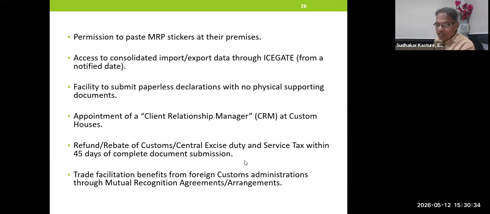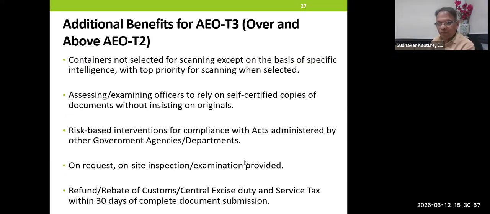Appointment of a client relationship manager at customs houses. So you can be given a reference of a customs officer who is supposed to help you. Faster rebate, faster refund. Trade facilitation benefits from foreign customs administration through mutual recognition agreements. Containers not selected for scanning except on the basis of specific intelligence.